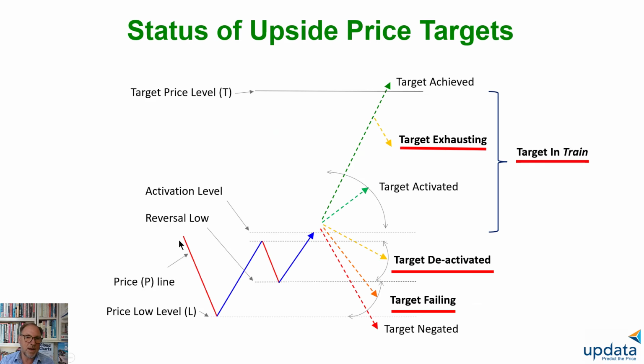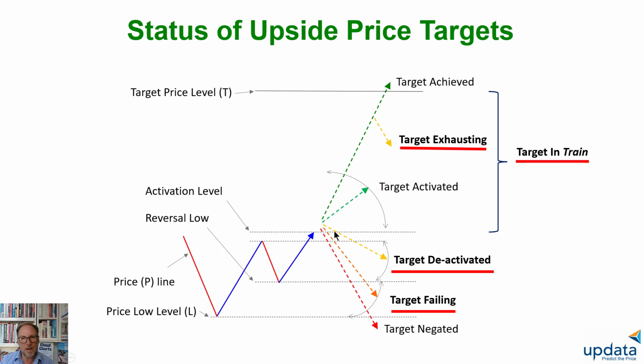So we can just imagine this. This is the setup that generates this target. So here the target is achieved. If you don't quite get there and you start to be wandering sideways or falling away, then the target is exhausting. Whilst we're in this zone, the target is in train, and then the target is activated.